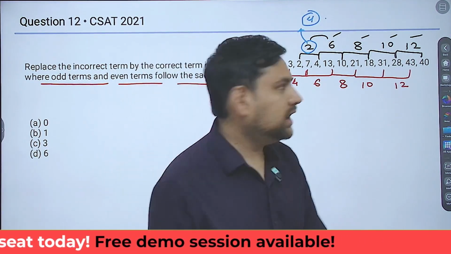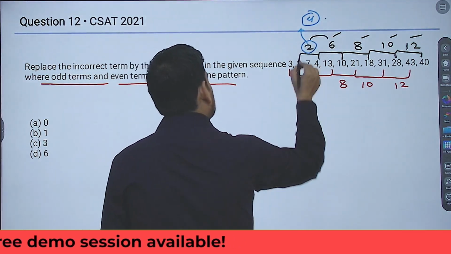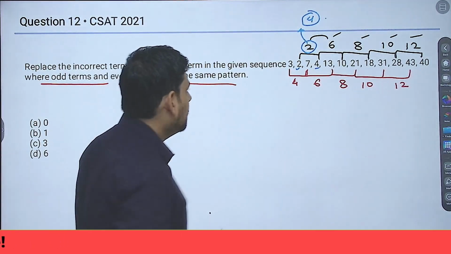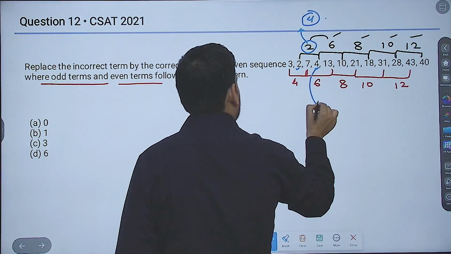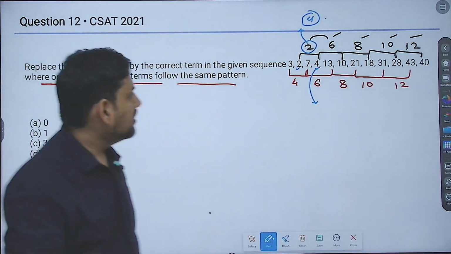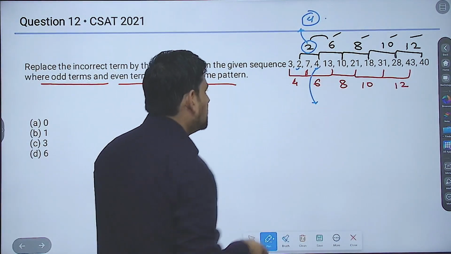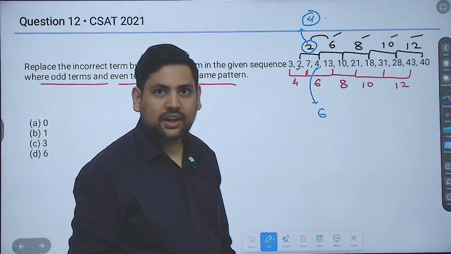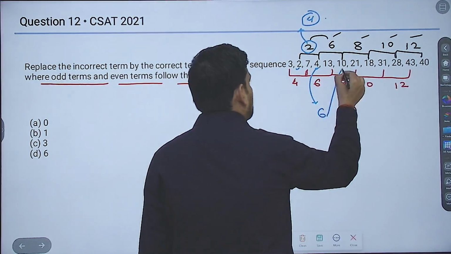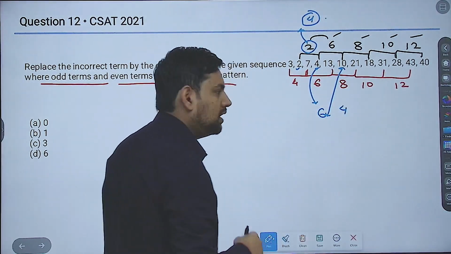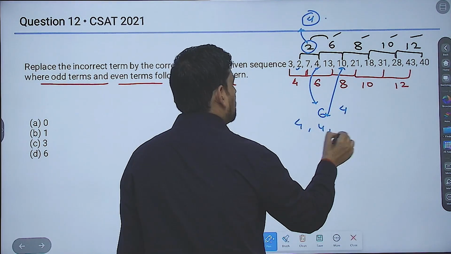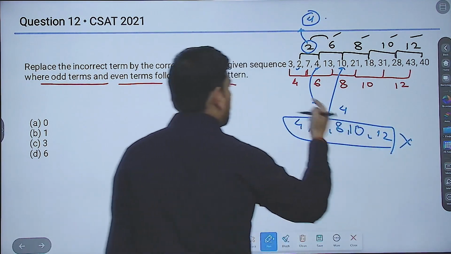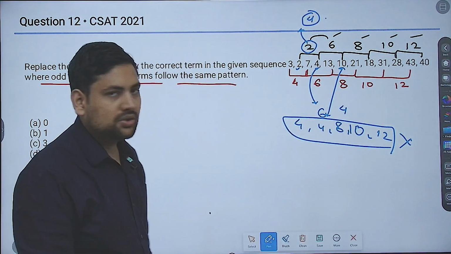So let's find out the incorrect term. The incorrect term can be either 2 or 4. Now, if you try to change 4, for example, you want the difference to be 4. So let's say instead of 4, you write 6. Then this difference becomes 4, fine. But the difference between 6 and 10 is again 4. So the series differences become 4, then 8, then 10, then 12. This is again not following the pattern of 4, 6, 8, 10, 12. So that means you should not change 4.